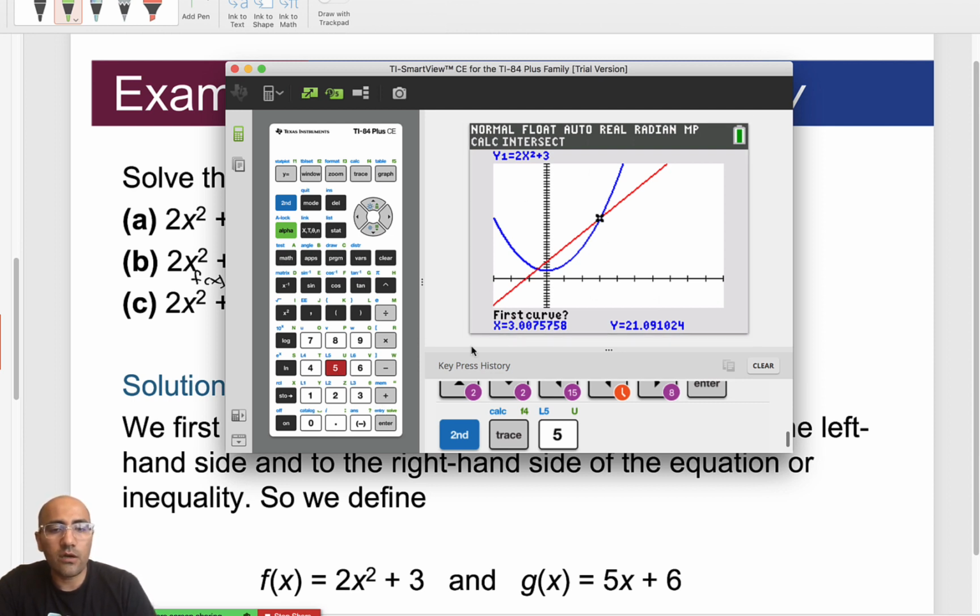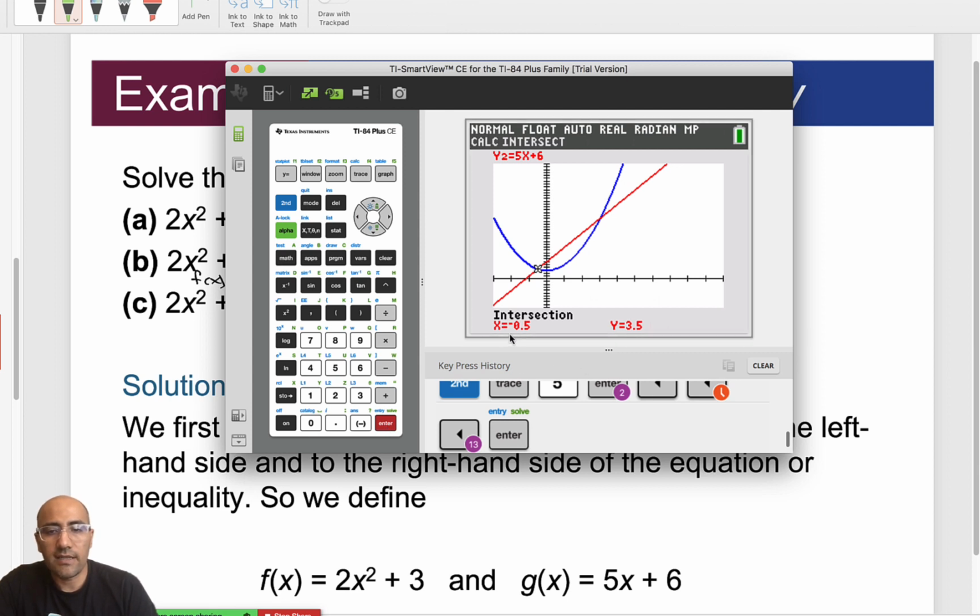Remember, when there's only 2 curves, you just have to hit enter twice. Pick the first curve, pick the second curve, and then get to the part where it says guess. And now we want to get away from that guess and come over here and try and guess this one. Hit enter, and now it gives you the other solution, negative 0.5, comma 3.5.